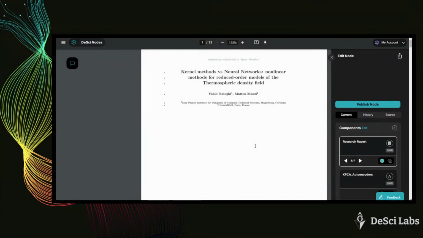Thank you all for being here. Today we have the pleasure to have Vahid from the Max Planck Institute presenting his work on machine learning applied to reduced order modeling. And thanks a lot, Vahid, for being here and for having the time to do this while working at the Max Planck Institute. So the floor is all yours. Thanks.